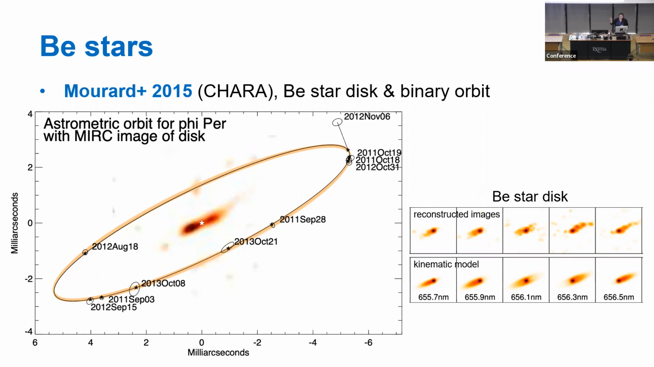And then the plots on the right show the BE star's disk at different wavelengths. So looking at gases moving at different velocities, the blue shifted side of the disk versus the red shifted side of the disk, mapping the rotation and some of the structures within the disk, trying to learn about the disk evolution and some of the physical processes in the BE star's disk.